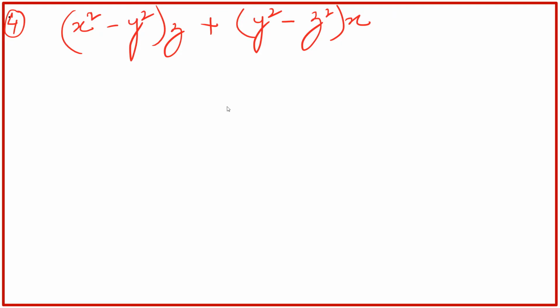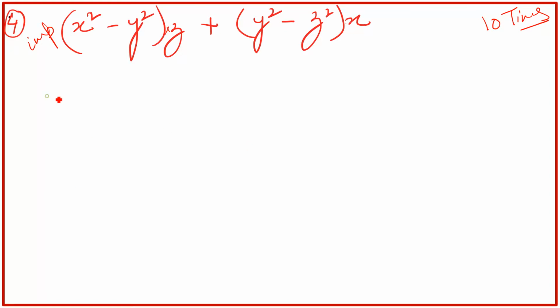Question number 4, and this is the important question. If I write down important, it means you have to solve it 10 times. Right? Okay. So here see x square minus y square, and this is y square minus z square. We cannot take anything common. And z is here. If there is no sign between the parentheses, it means they are multiplying each other. Similarly, if I put a dot, it means multiplication.